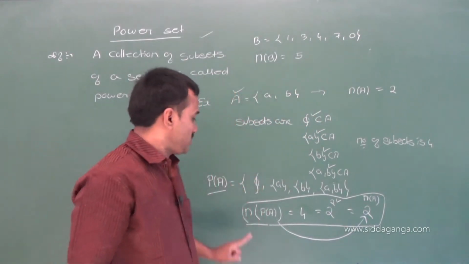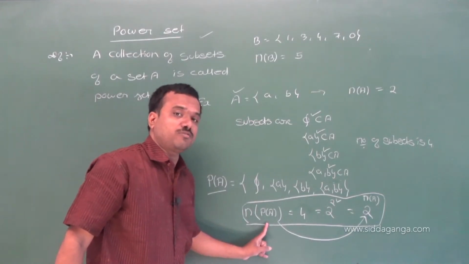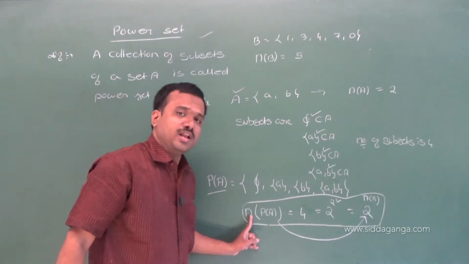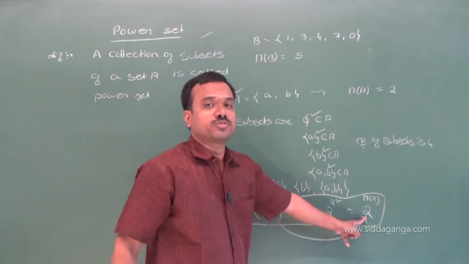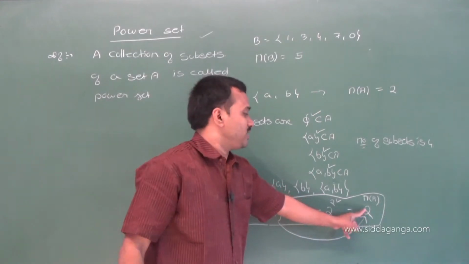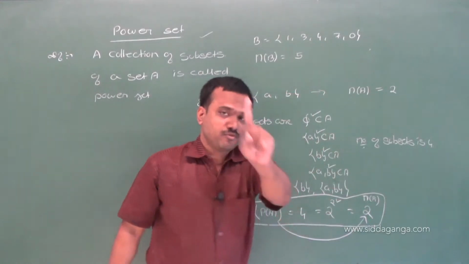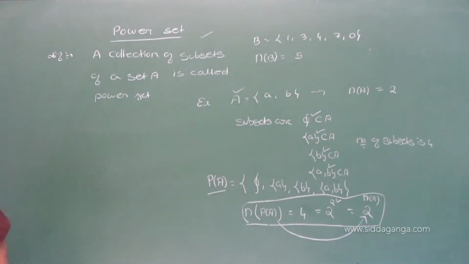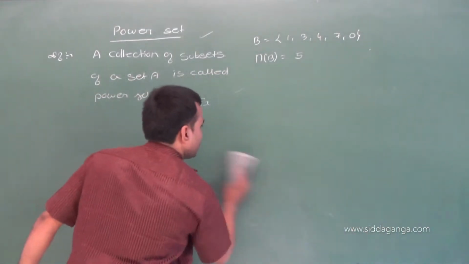Once again I say that number of elements in P of A is always equal to, very important, is always equal to what? 2 to the power n of A. If you want one more example, I want to write. So observe here. We write one more example.